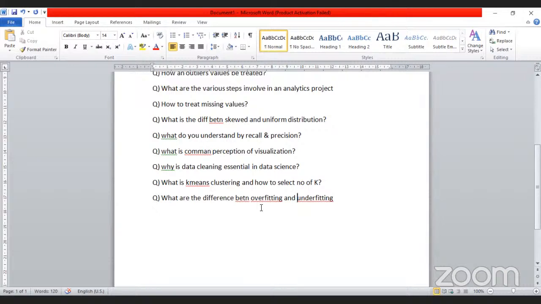Now the next question is, what is cluster sampling? We know the sampling technique, so this is the question related to that. Cluster sampling.